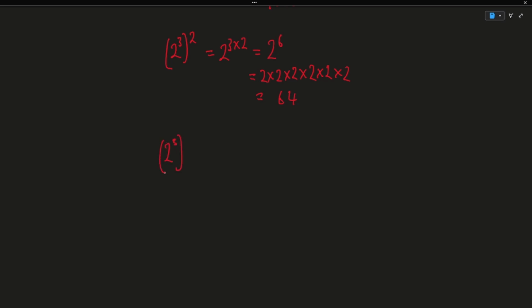I want you to notice that in the rules of exponents, (2^3)^2 is not the same as 2^(3^2). Here, the 3 is raised to the power 2. It means 3 multiplied by 3, which is 9, so it is 2 raised to the power 9. And 2 raised to the power 9 is 512. So (2^3)^2 is not the same as 2^(3^2). Please take note of this in your mathematics questions.